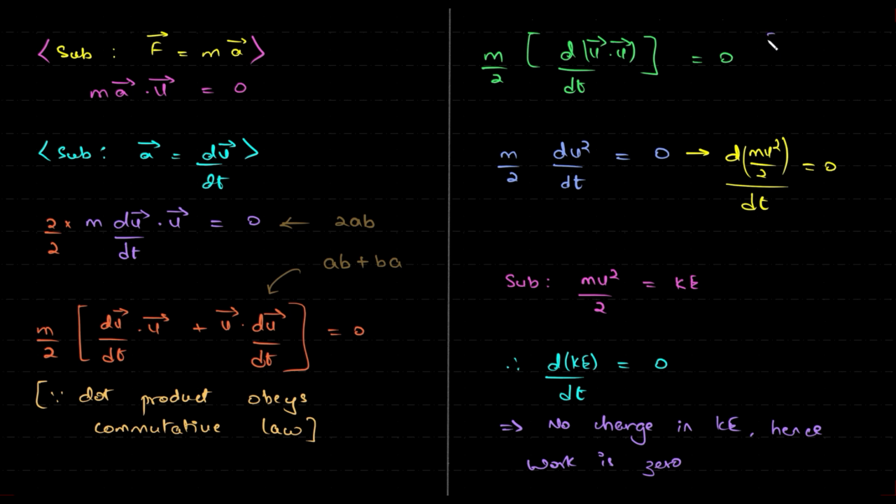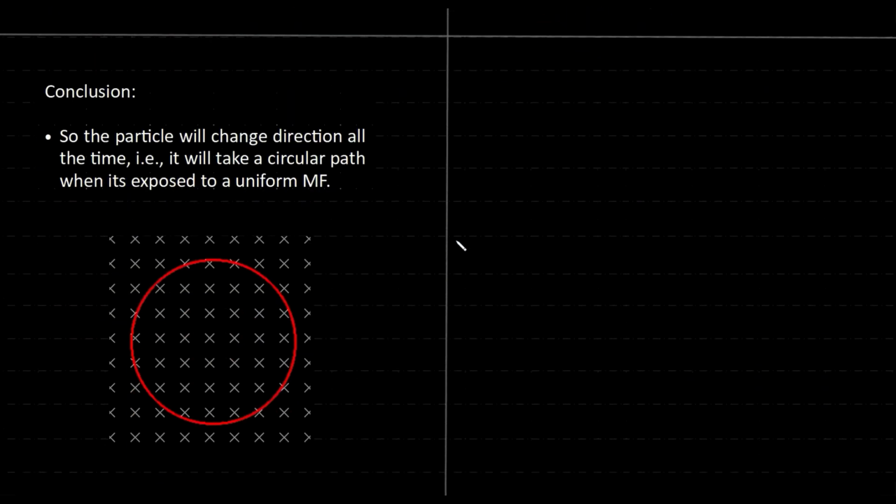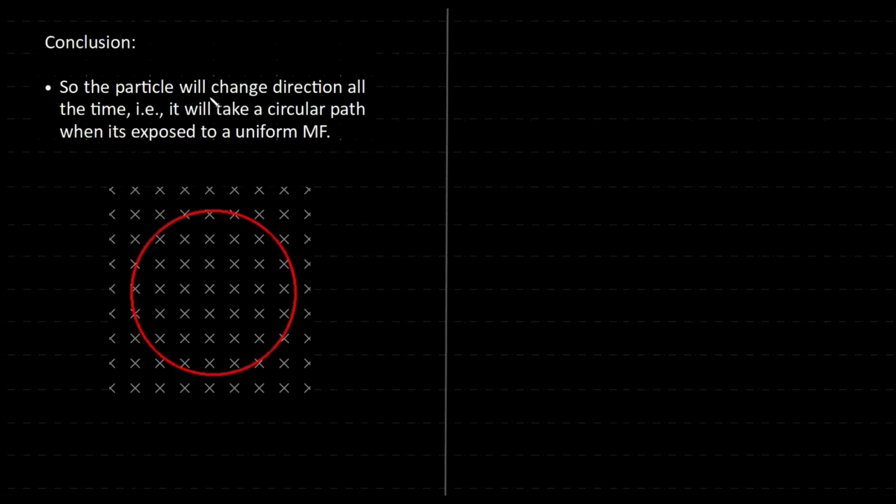Okay guys, this is as per the product rule, and we are just taking the constant m by 2 inside the derivative. That's it. No fancy math is happening over there. As simple as that. So what is the conclusion? The particle will change direction all the time. That is, it will take a circular path when it's exposed to a uniform magnetic field.